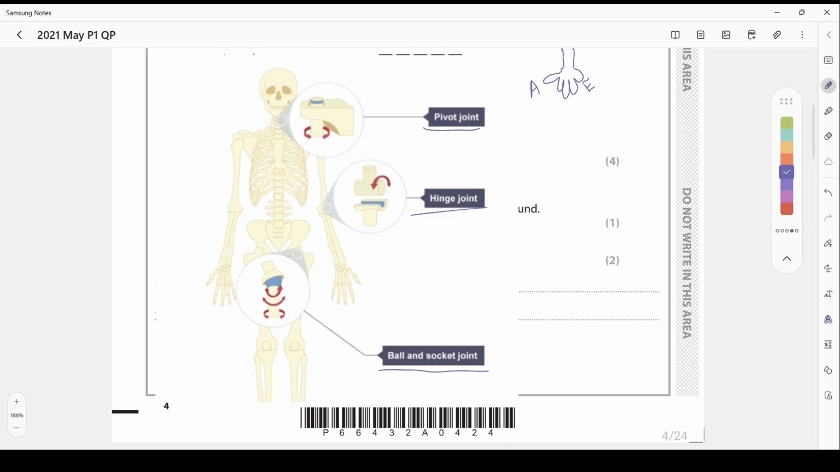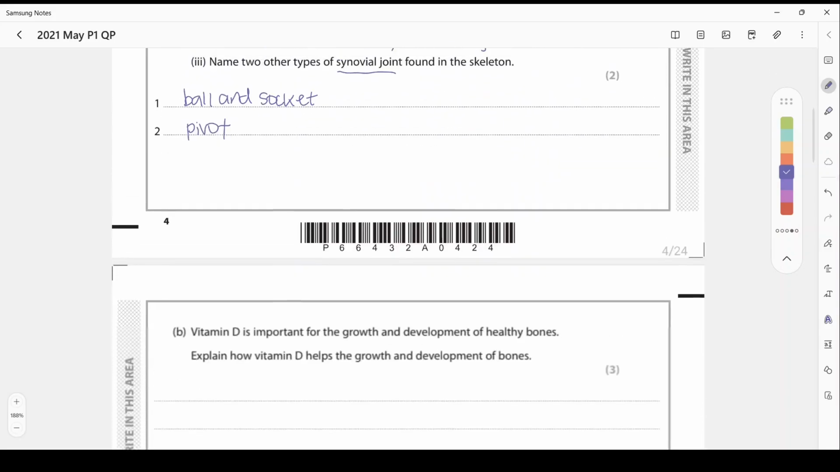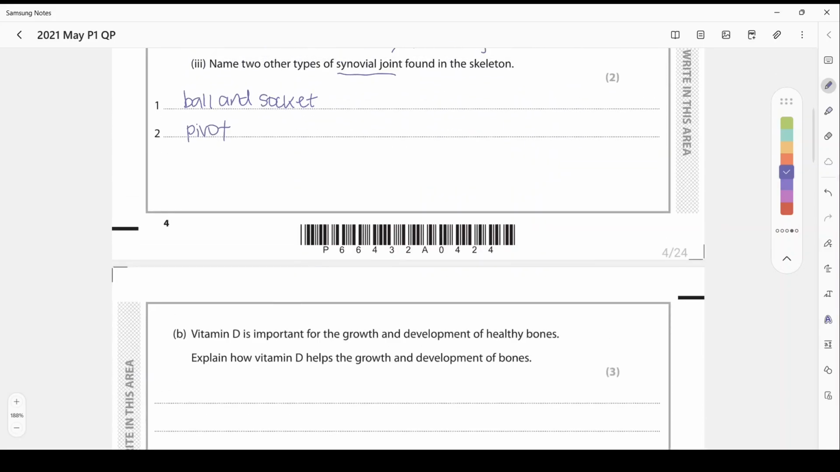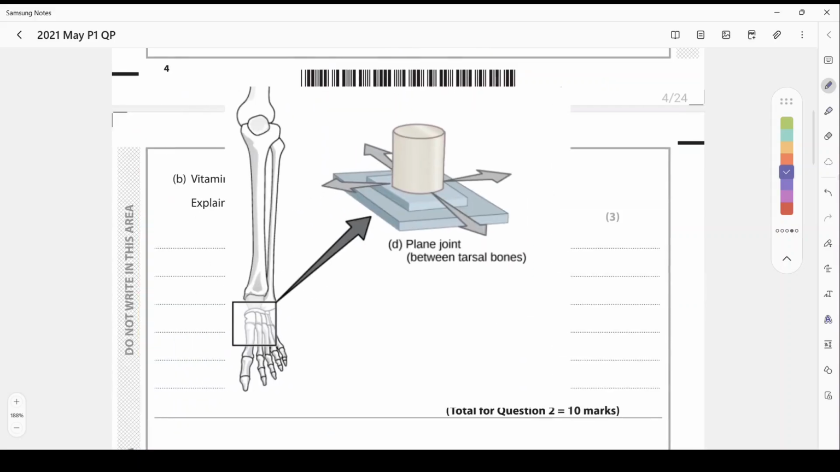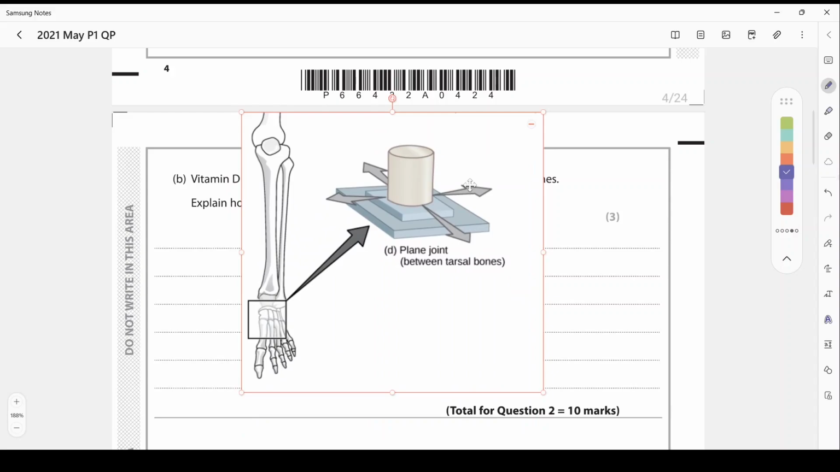Okay, I'm just going to remove this. So I'm just going to write ball and socket, and then we have the pivot joint. All right, so in the marking scheme, it says gliding and sliding, or gliding/sliding. So let me just show you what that would look like. So here's the diagram. In the marking scheme, it says a sliding joint or a gliding joint, and it is also known as a plane joint as well. An example of that is the joint that you see in the bones of our feet.